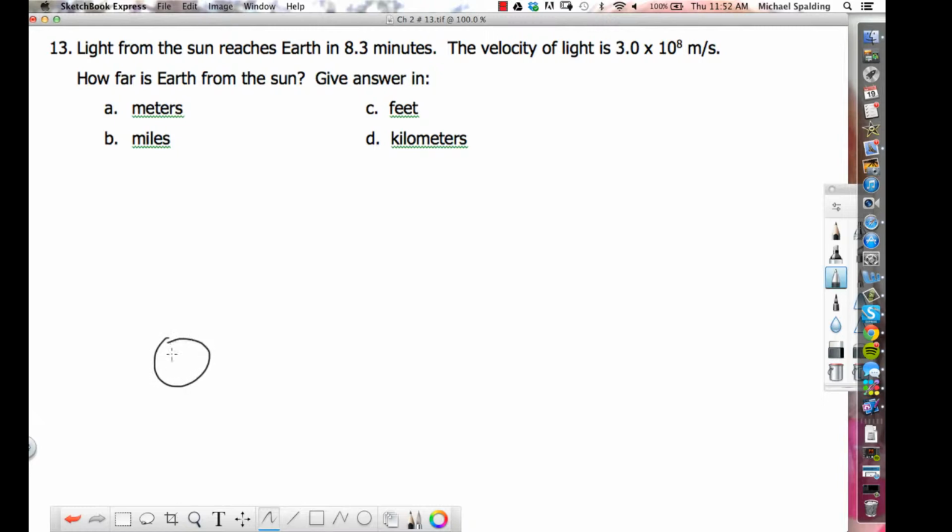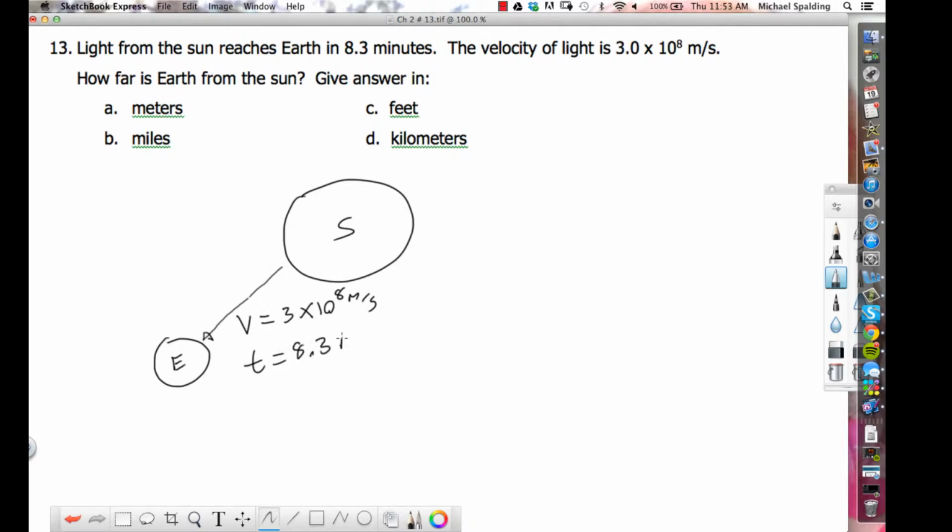So let's say here is the earth, and then here is the sun. Okay, so light leaves the sun, travels to the earth, and we know the velocity of the light is 3 times 10 to the 8th meters per second, and we know that it takes a time of 8.3 minutes to make the journey. All right, so the question is, what is the distance from the sun to the earth?